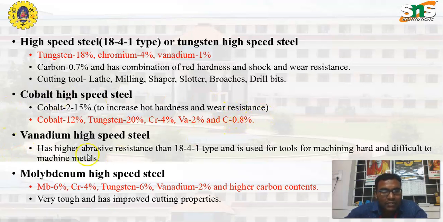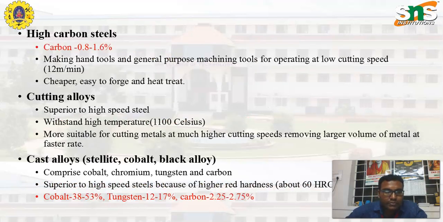Next type is the vanadium high speed steel. It has higher abrasive resistance than the 18-4-1 type and is used for tools for machining hard and difficult to machine metals. Next, molybdenum high speed steel. It has a molybdenum content of 6%, chromium 4%, tungsten 6%, vanadium 2%, and a higher carbon content. It is very tough and has improved cutting properties.